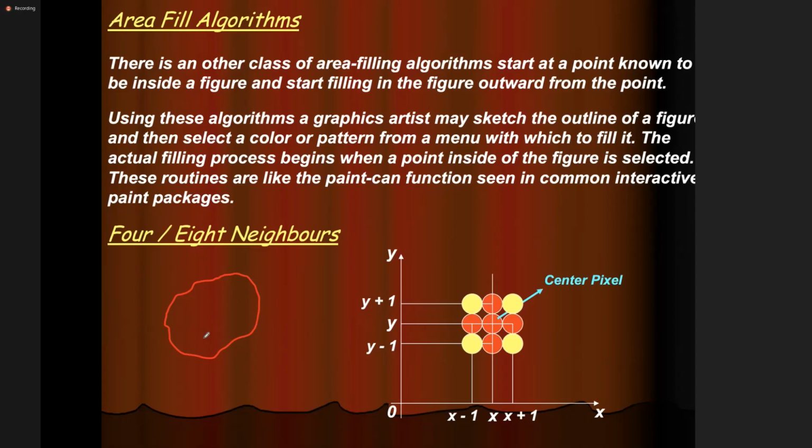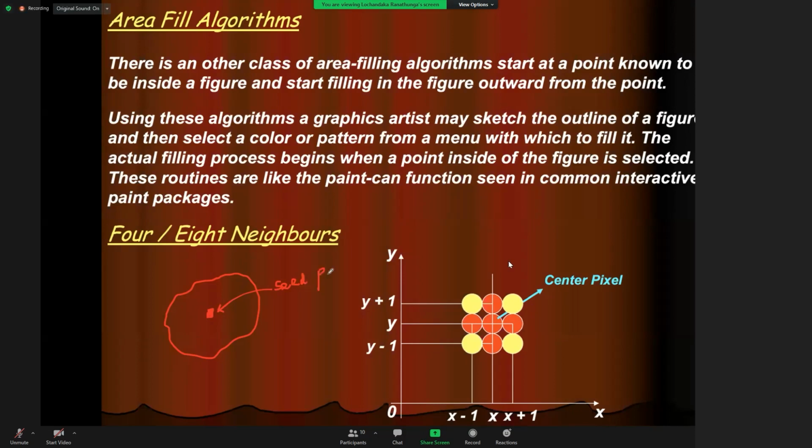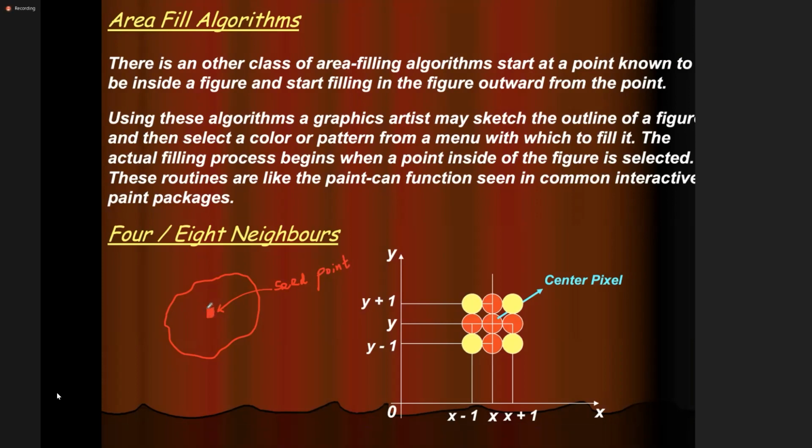Then you can click on one of the points here with the paint bucket, one of the pixels, and suddenly this whole area will become that color. Normally this point we call the seed point. We apply the paint bucket to this particular point, the seed point. Right?